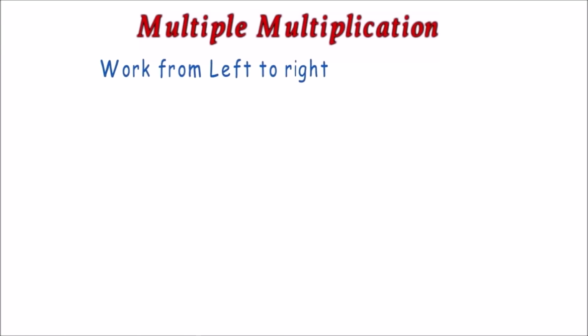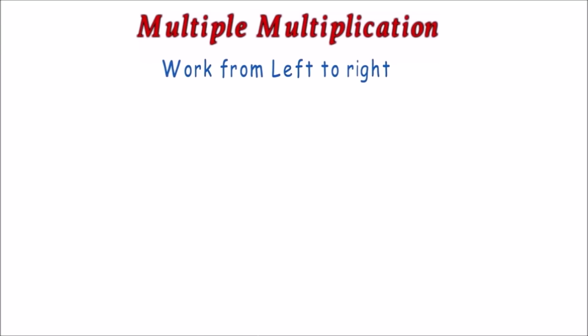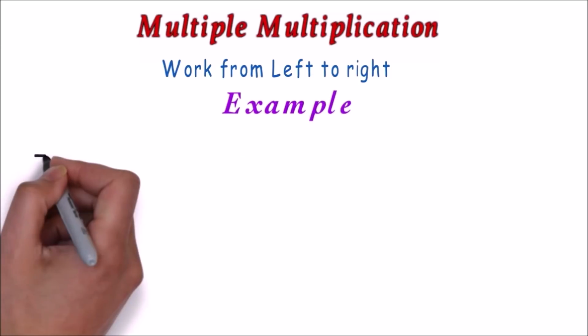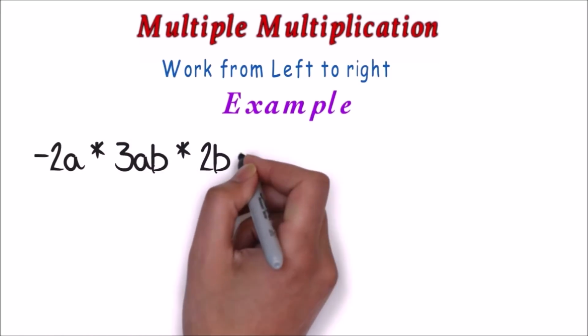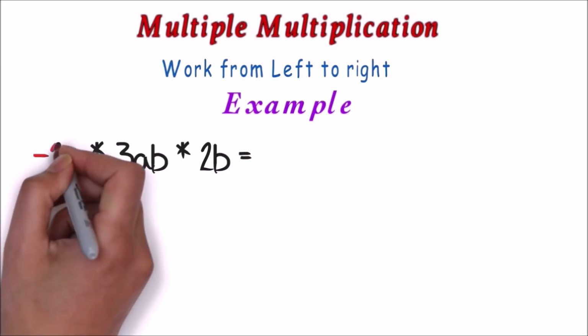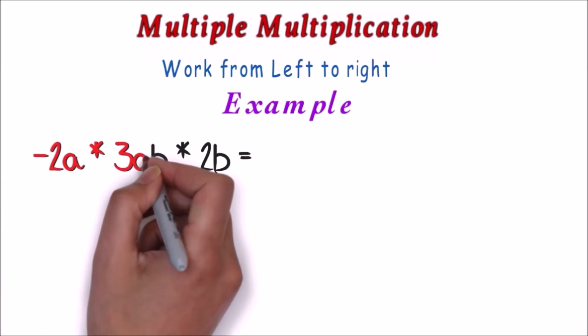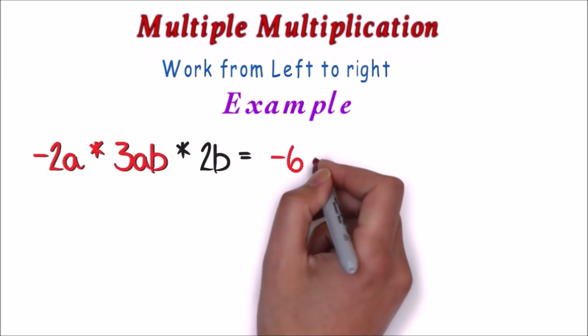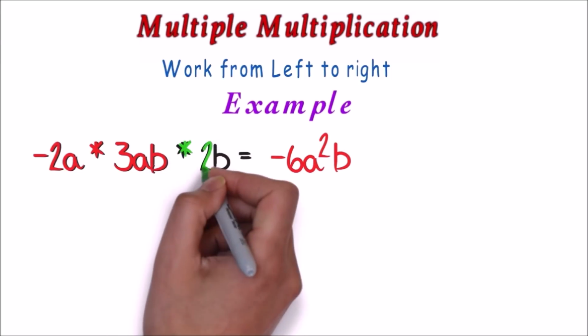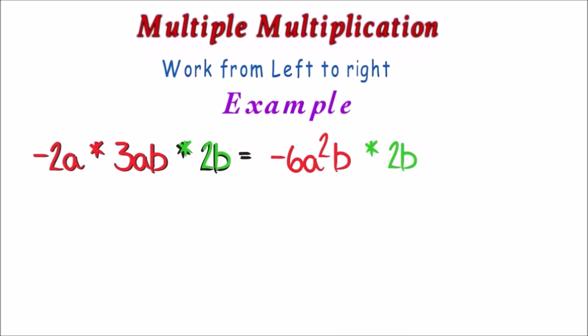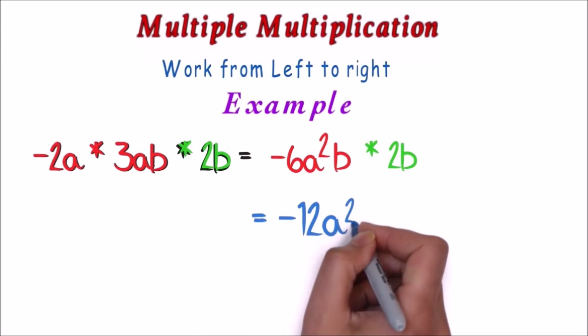When dealing with a lot of multiplications, please work on them from left to right. This is not a mathematical requirement. This will just make it consistent with operations like division and subtraction that require that order. Example, negative 2a times 3ab times 2b. Here, we will do the negative 2a times 3ab first to get negative 6a squared b. Then, we'll multiply this by the 2b to get negative 12a squared b squared.